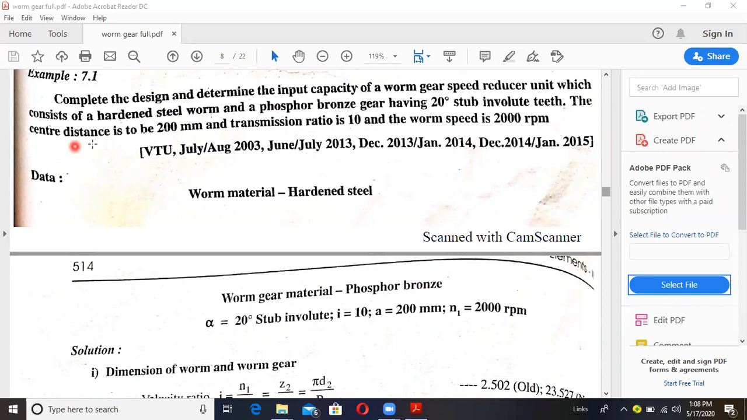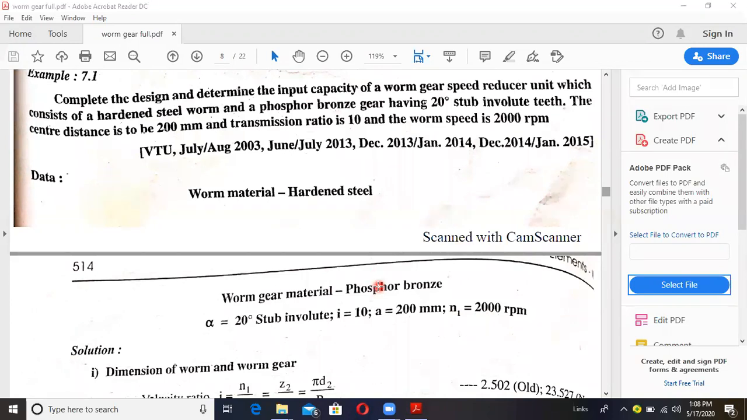Next, the center distance is to be 200 mm. You know this notation: center distance is represented by a is equal to 200 mm, transmission ratio i is equal to 10, and the worm speed is equal to 2000 rpm. Worm is nothing but N1, so N1 is equal to 2000 rpm. So this is the data they have given. By using this data, we have to calculate the unknowns.